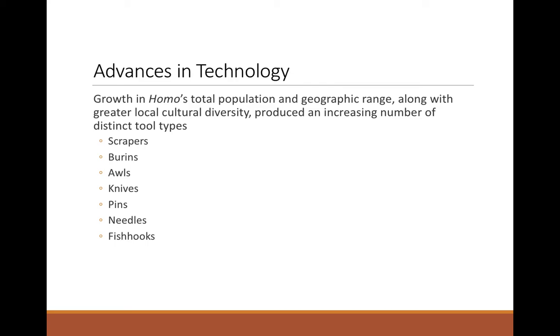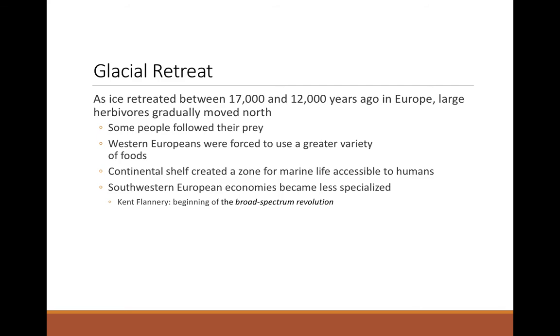So if you found yourself on the shore, you would have fish hooks and perhaps harpoons. If you found yourself in the woods, you might have scrapers and burins to work with the wood that's available. What this does is allows us to really kind of move into a variety of habitats, allows us to effectively exploit those habitats. This is coupled with ecological changes that are going to set the stage for rapid human cultural adaptation.